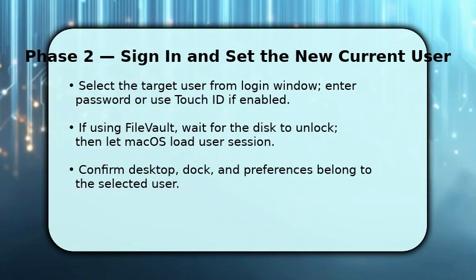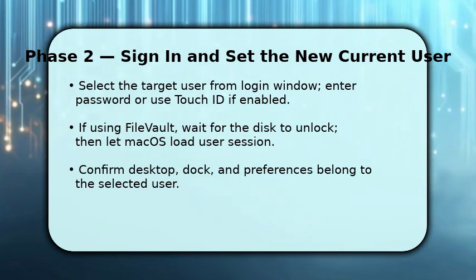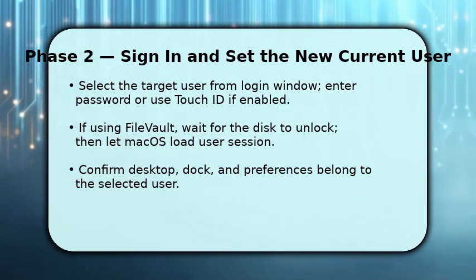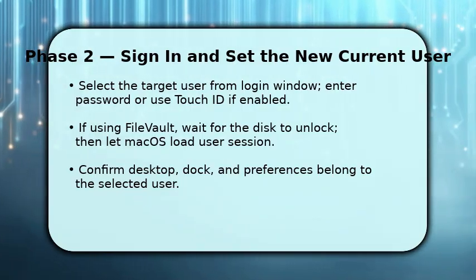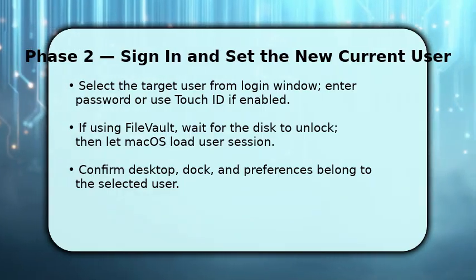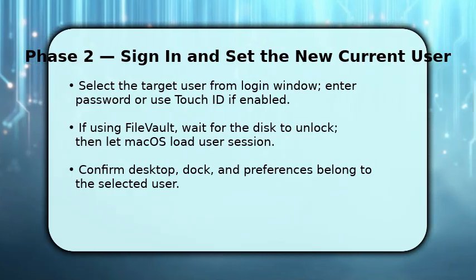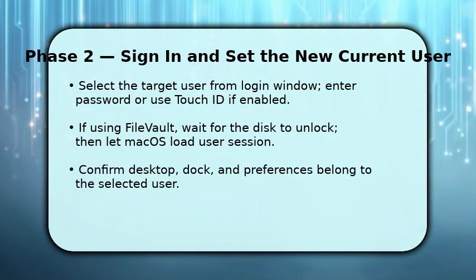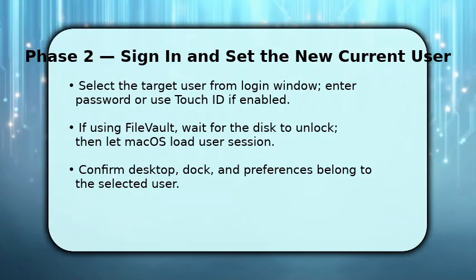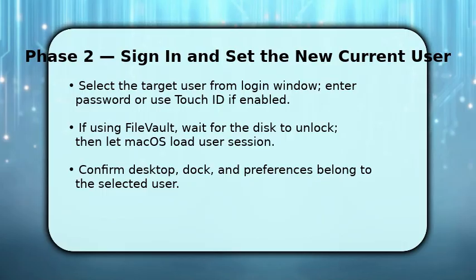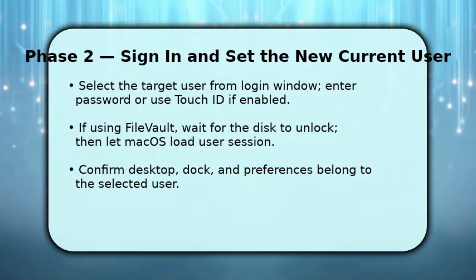You sign into the chosen user account by selecting it on the login screen and entering the password or using Touch ID. This is the critical core step. If FileVault is enabled, allow time for the disk to decrypt so macOS can fully load the user session. Once logged in, verify the desktop, dock, and system preferences reflect the target user's settings. This ensures you've made that account the active, current user and avoids working in the wrong environment.